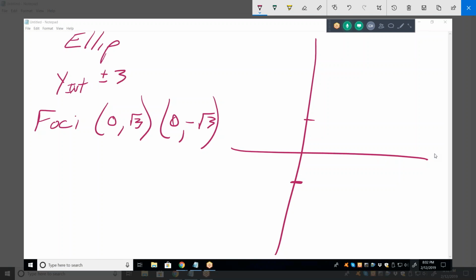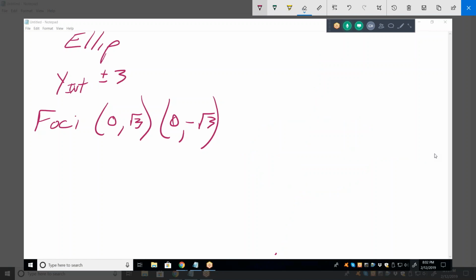Now, do we know if it's horizontal or vertical? Oh, we know, I think it's vertical. No, it's got to be horizontal, because the foci, in other words, notice that if I draw an ellipse that's horizontal through those points, the foci are on the same y coordinate. Okay. So you were correct. It's got to be vertical. In other words, that's how you determine it.